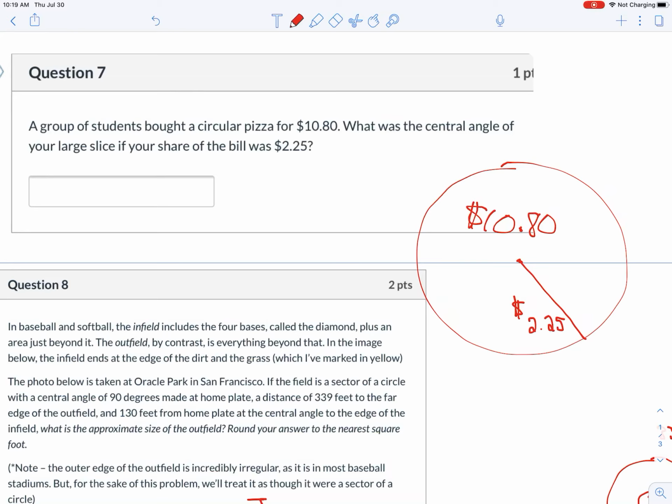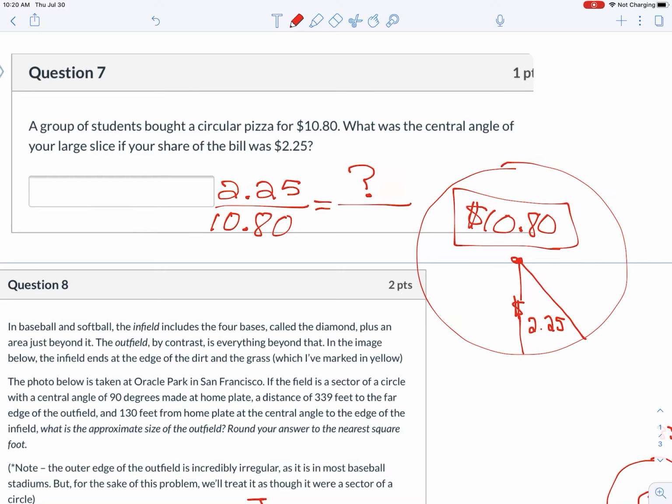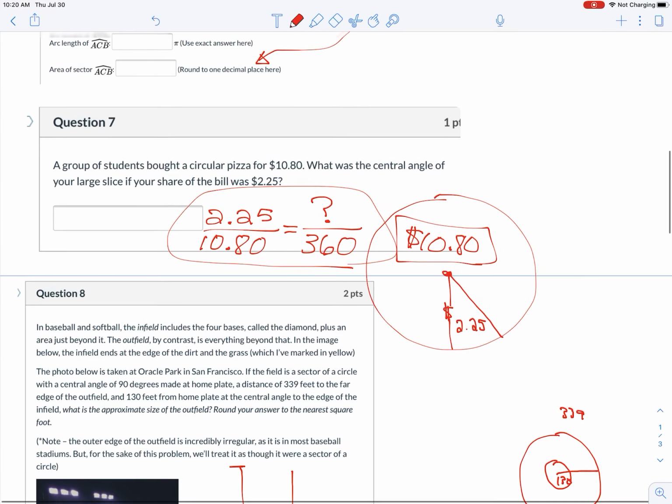I like this one because it's about pizza. Your group of students has a total pizza for $10.80, and you have a slice that's worth $2.25. So $2.25 is to the whole $10.80 in the same way as your circle sector, which we don't know, is to the whole circle in degrees. Proportions are key to life, and they really help out in math.